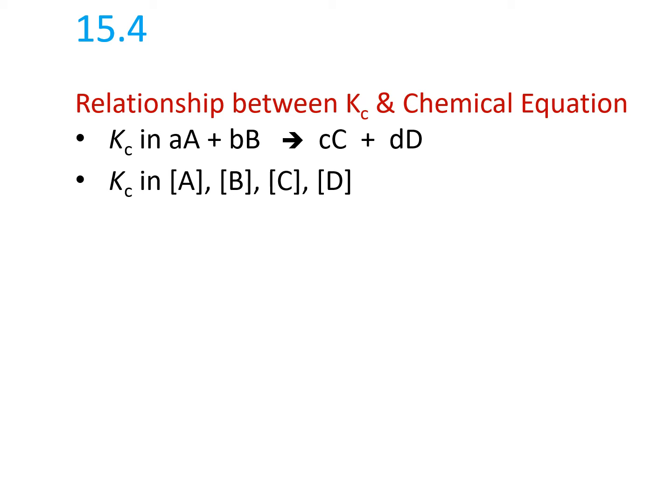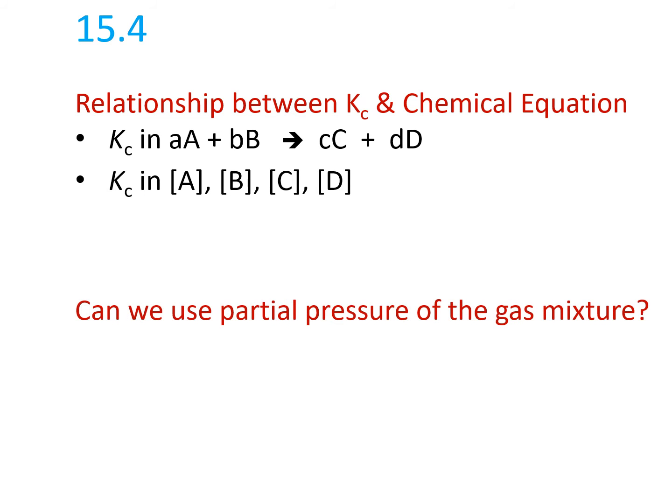And then if we're talking about mixtures, we can start to maybe ask, is there a way that we could use the pressure of those gases to come up with an equilibrium constant based upon the pressures? And the answer to that is yes, we can. We can use the partial pressures of gases in a gas mixture to come up with an equilibrium constant, as long as we know what those pressures are. So let's see how that works.